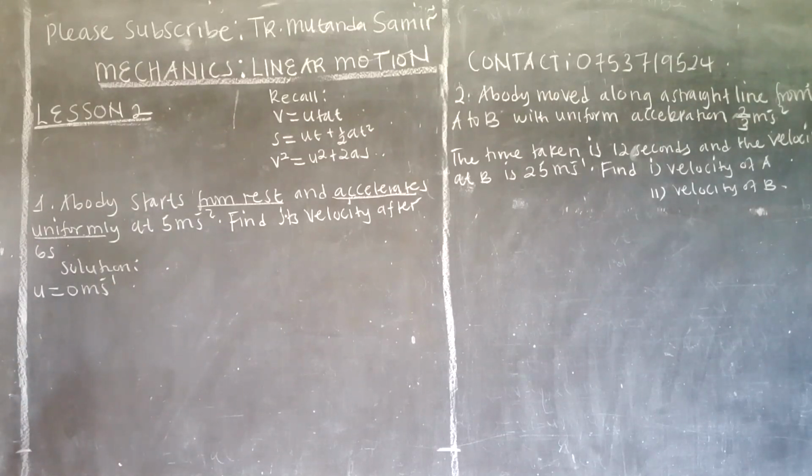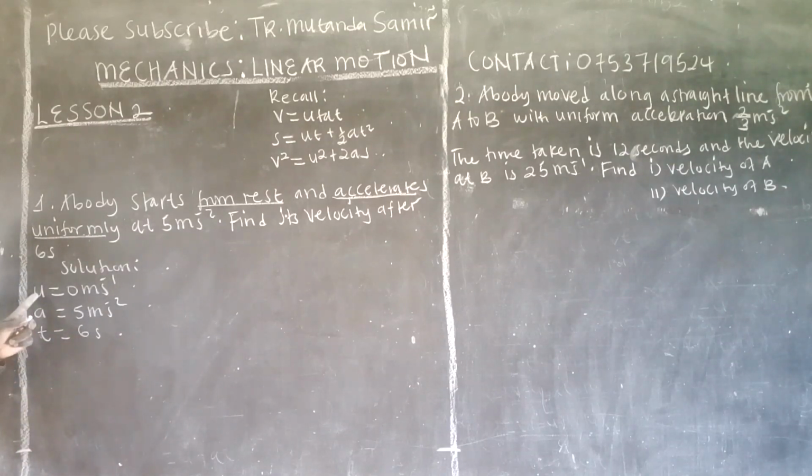Now, accelerating uniformly, so the acceleration is equal to 5 meters per second squared. These SI units are provided in lesson 1, the first video in the playlist. Now, find its velocity after 6 seconds. This 6s means 6 seconds, and that's the time. So time is 6 seconds.